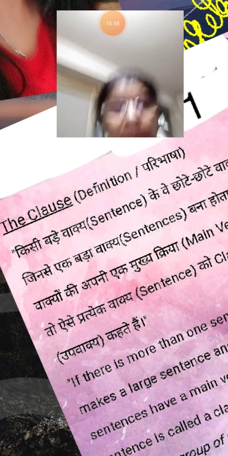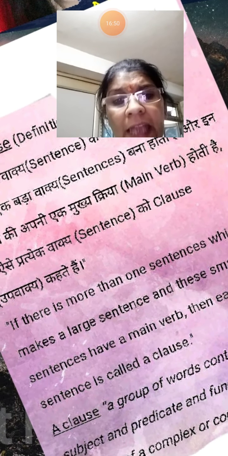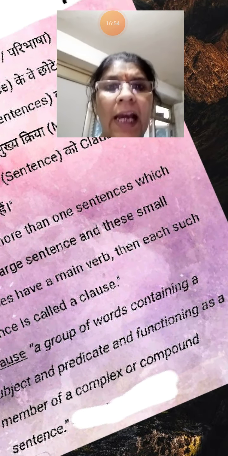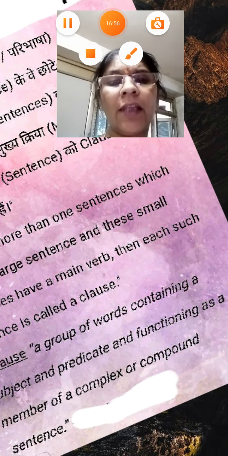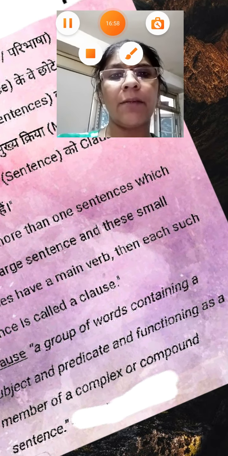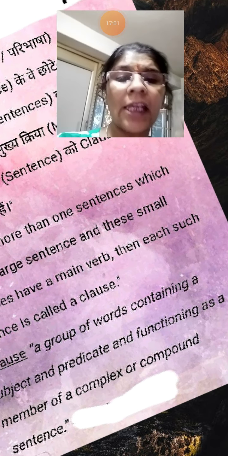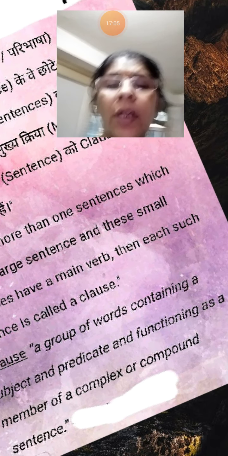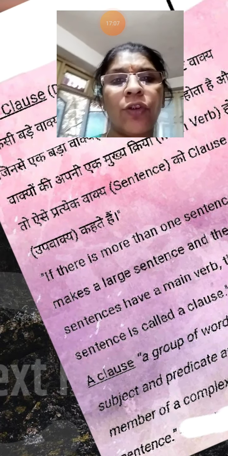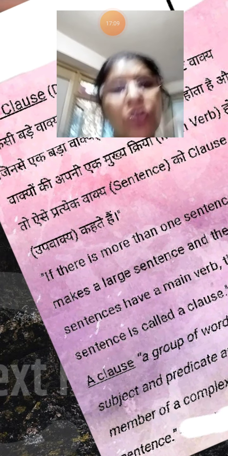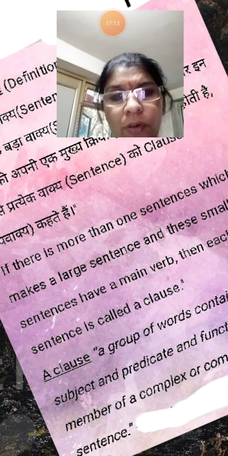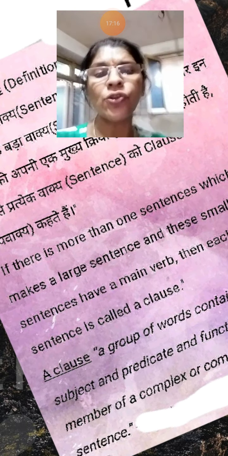Definition first of all. Now this is the definition of the clause. I explained it to you in another magazine, which is based on my English magazine, in English and Hindi also. So the clause is also part of my English magazine. Here I use Hindi also. First of all, I explain to you.